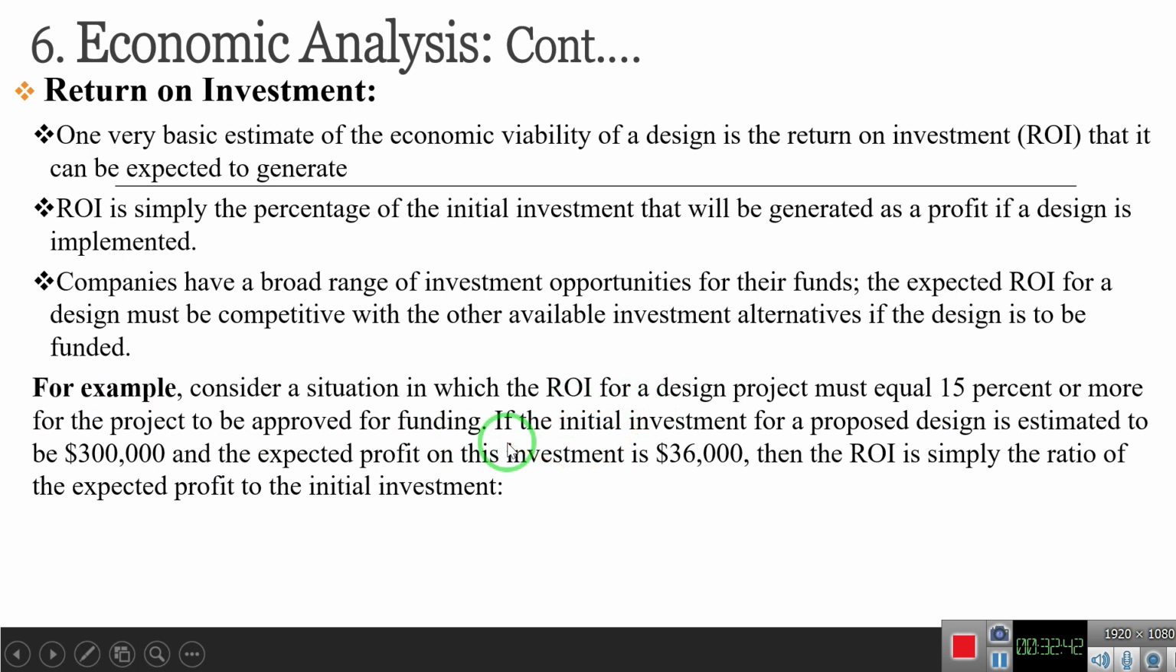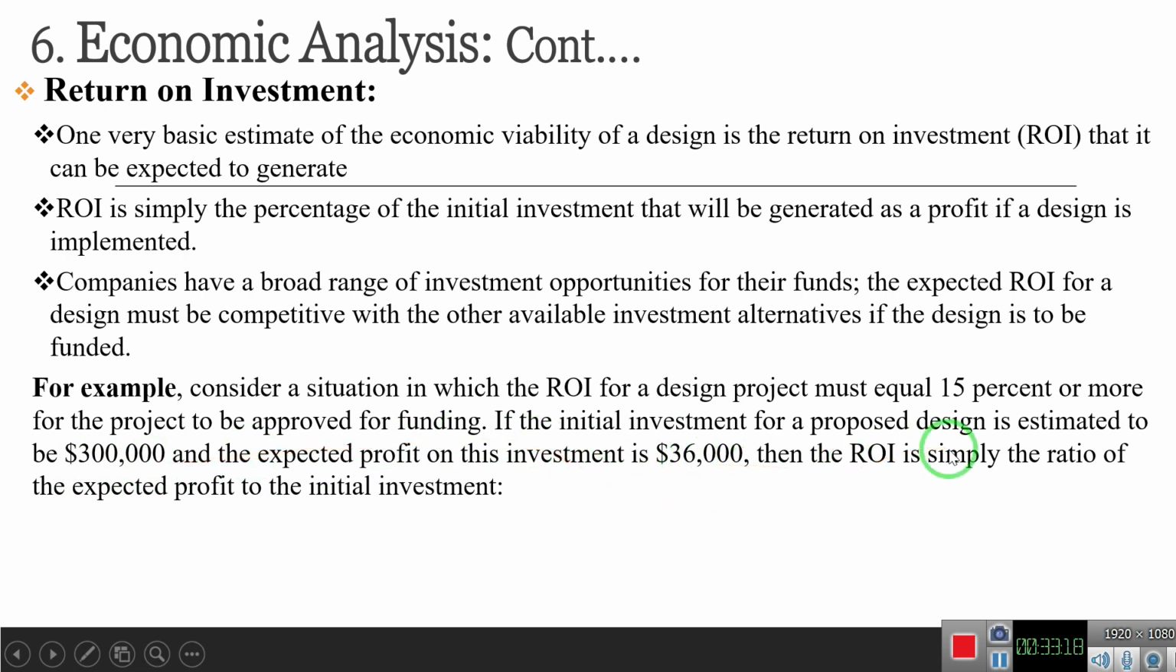See here. If the initial investment for the proposed design is estimated to be $300,000, let us take initial investment what they thought, and the expected profit on the investment is $36,000. Okay, profit means here only profit, not the exact money spent. No, profit is what we are getting once you sell it. So profit is $36,000. Initial investment is $300,000, but profit is $36,000.